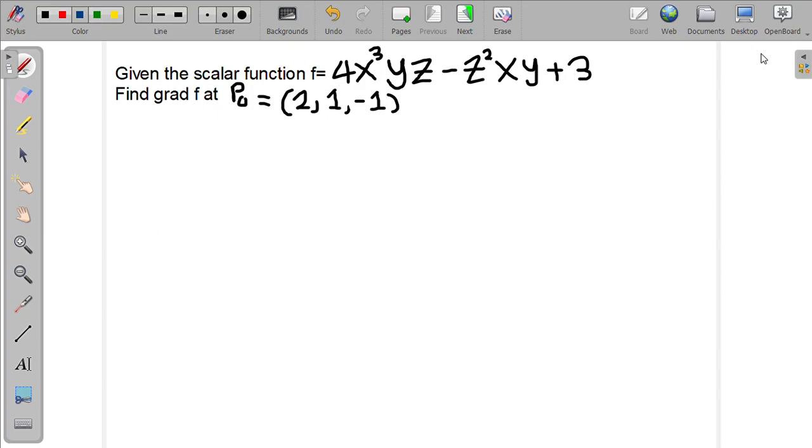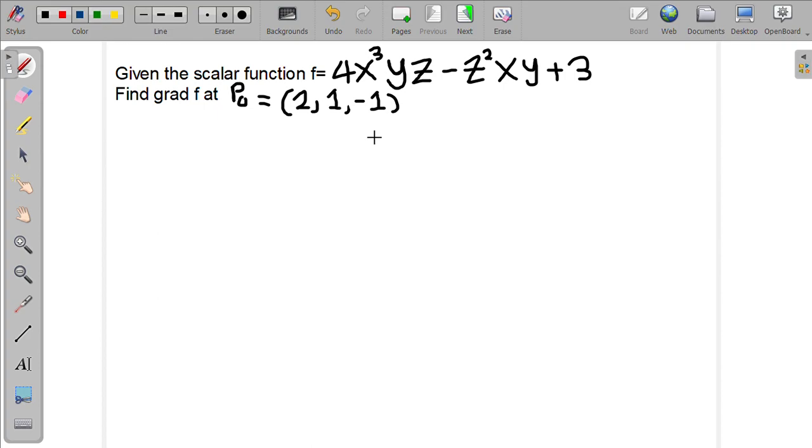Okay, in the last video, we were calculating how to find grad F, but today we're going to calculate how to find grad F at point P naught. So let us read the question. Given the scalar function phi equals 4x cubed yz minus z cubed xy plus 3, find grad f at P naught, which is equal to (2, 1, -1).